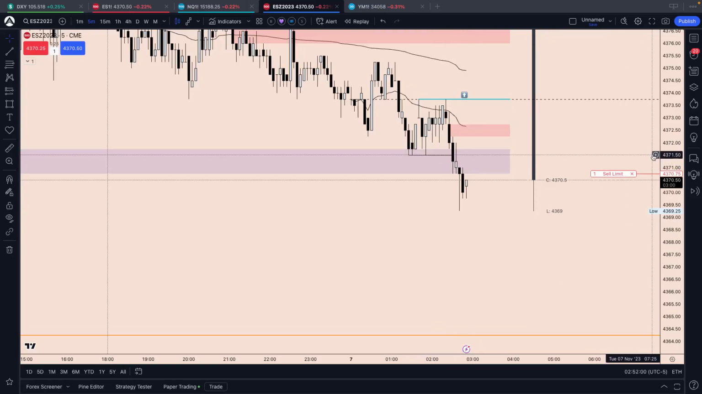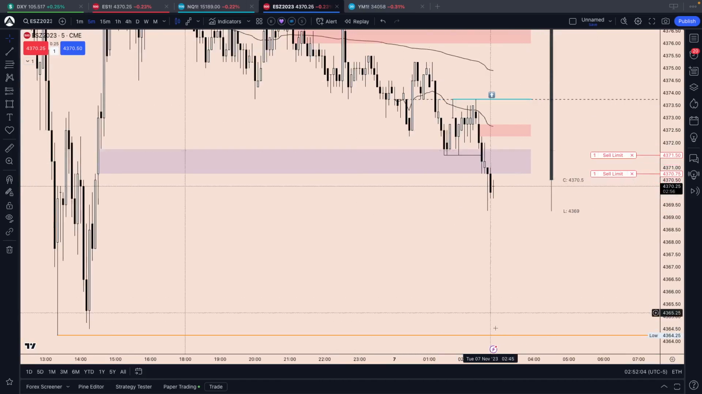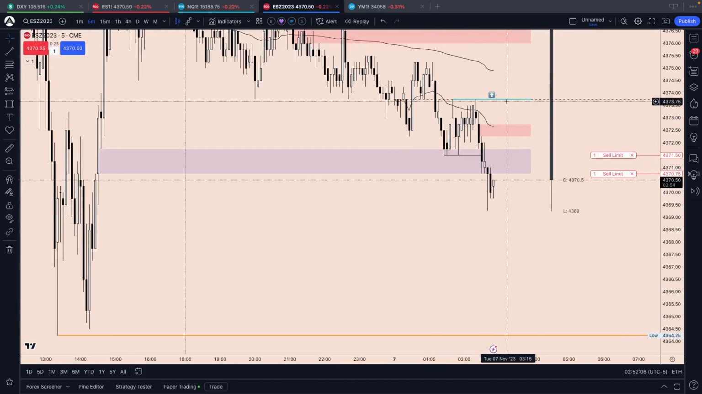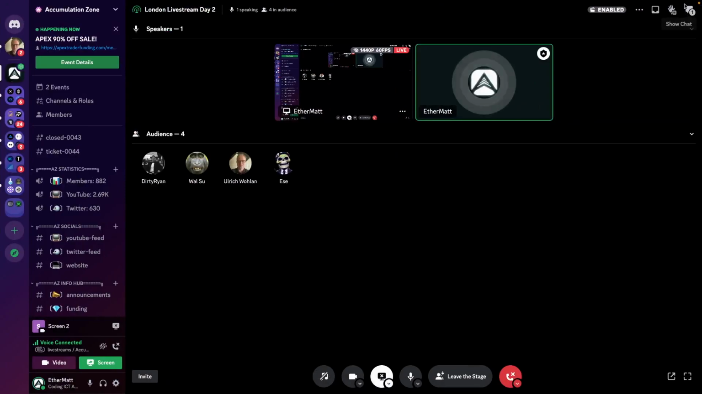Can add one more contract right here on this old low. Simply following market structure, looking for a pullback and a continuation lower. Already added for 1 hour now.